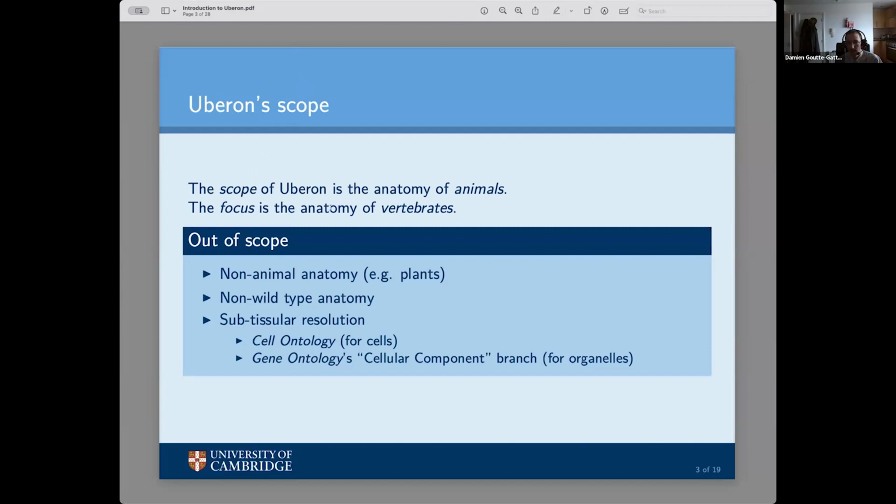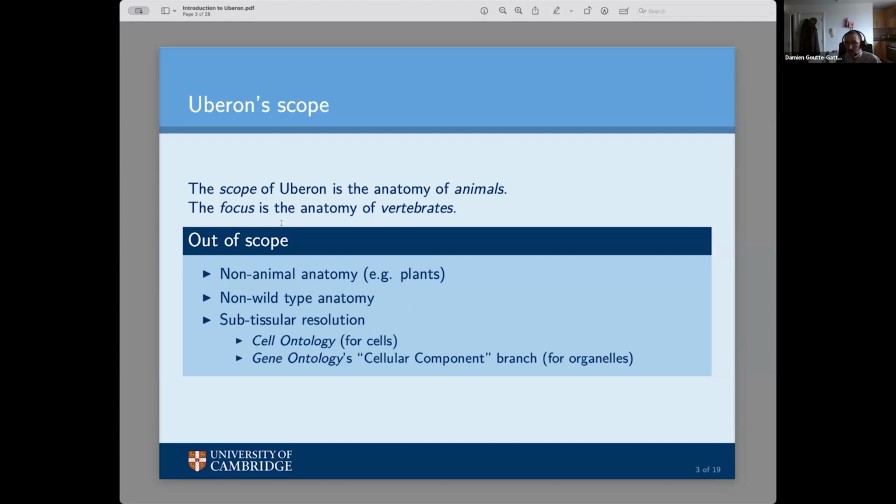What we mean by the scope is the anatomy of animals. Obviously, it means that everything that is beyond the animal kingdom is out of scope for Uberon. So, for example, anything about plants, or unicellular organisms such as bacteria or viruses, is completely out of scope for Uberon. Also out of scope is anything that is not wild type or not normal for some value of normal. So for example, Uberon will not attempt to describe abnormal morphology, such as congenital defects or things like that.